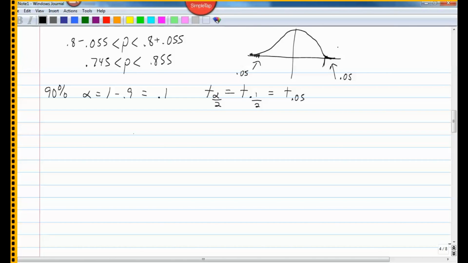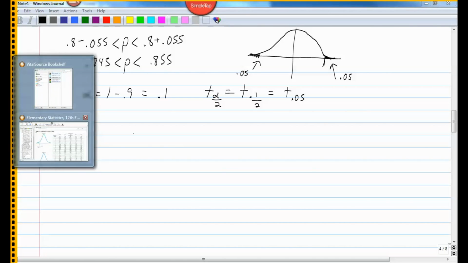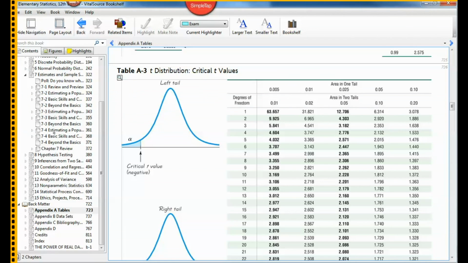Now we need to go to the t-distribution chart. The t-distribution chart is the one located right after the z-distribution chart. With this chart, we have area in two tails or area in one tail. You can see the area in one tail is 0.05, area in two tails is 0.10. That's just doubling. So if we divided by 2 to get the area we wanted in our right tail or left tail, 0.1 divided by 2, we got that.